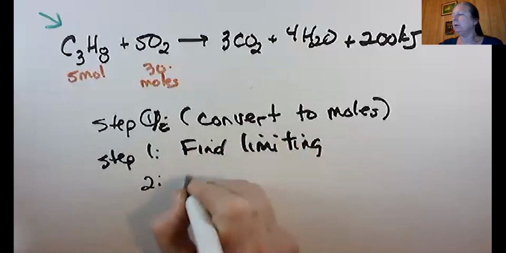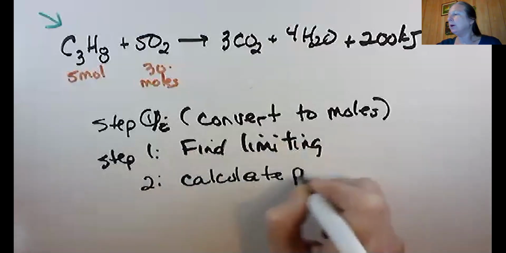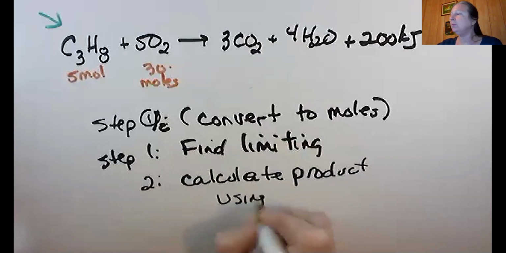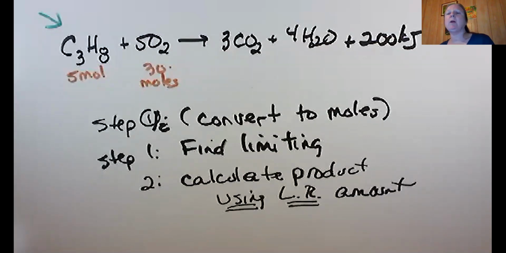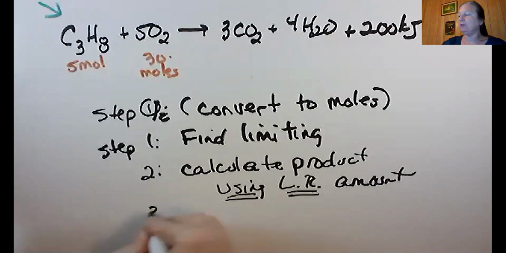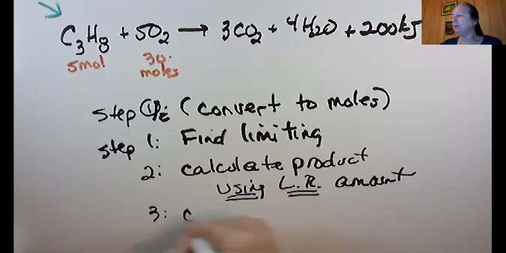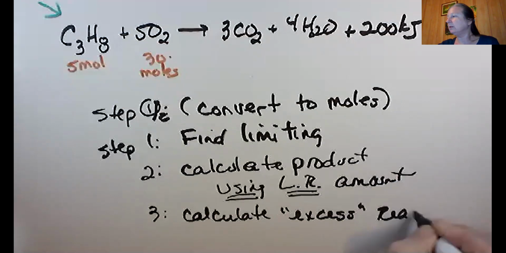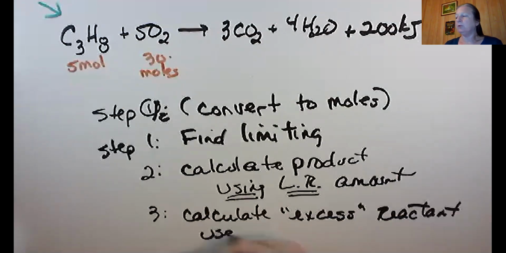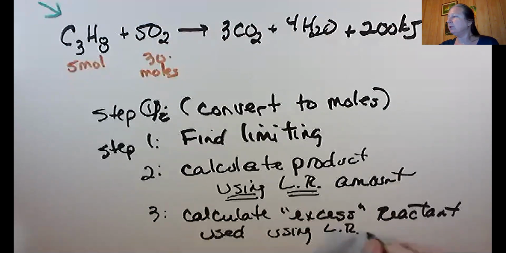So step two is usually you are asked to calculate product amount. You must use the limiting reagent amount. If you use the other one, you've just made a mistake. The other one we're now calling the excess. Often then the question you're asked is how much of the excess is left over or how much was used. So calculate how much of the excess reactant is used. So you use that with your limiting reagent, using the limiting reagent amount. Same set of steps, same sequence.